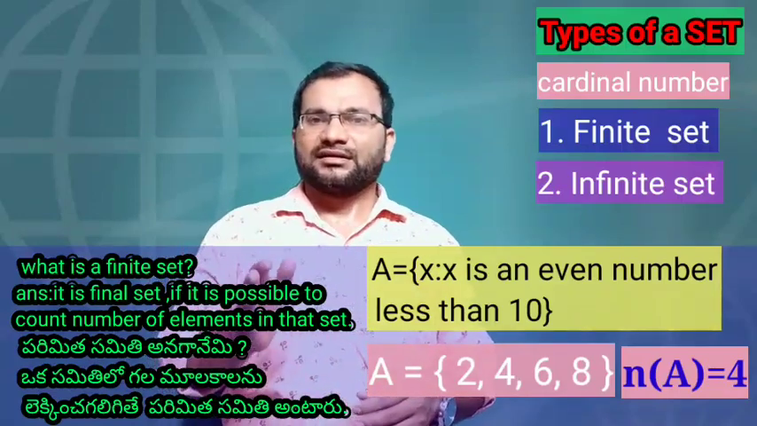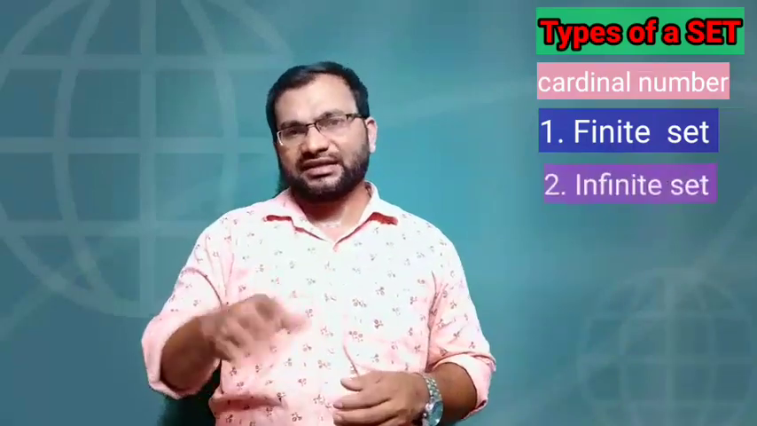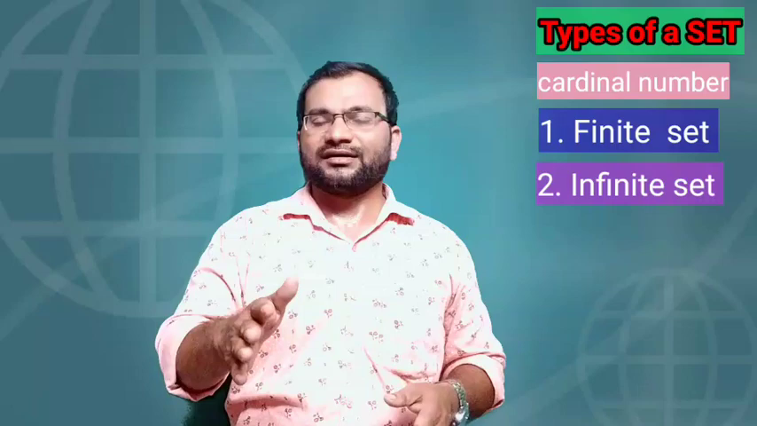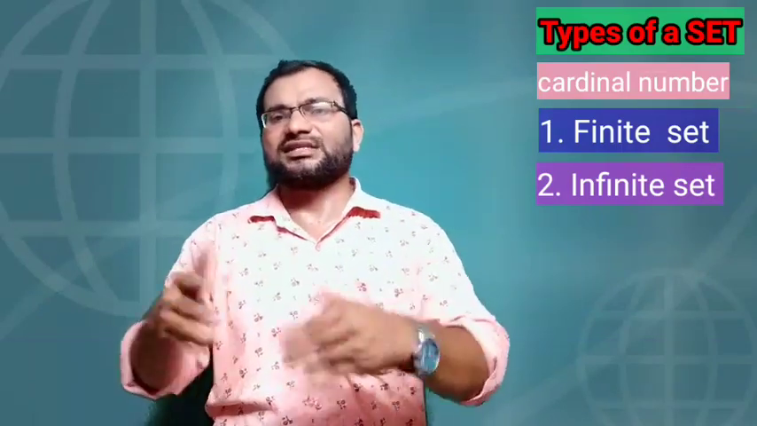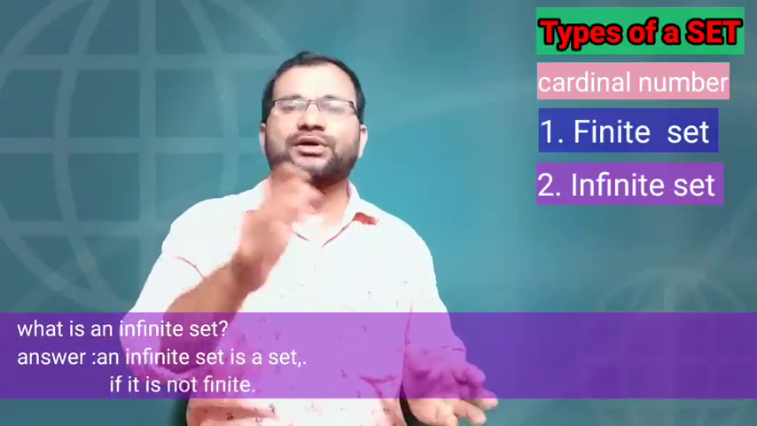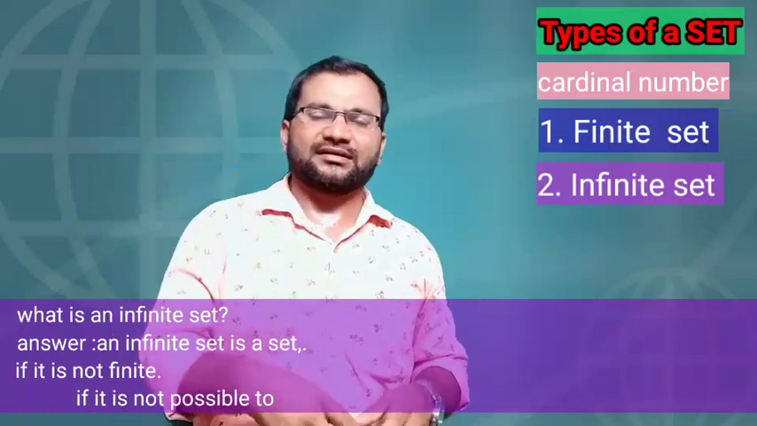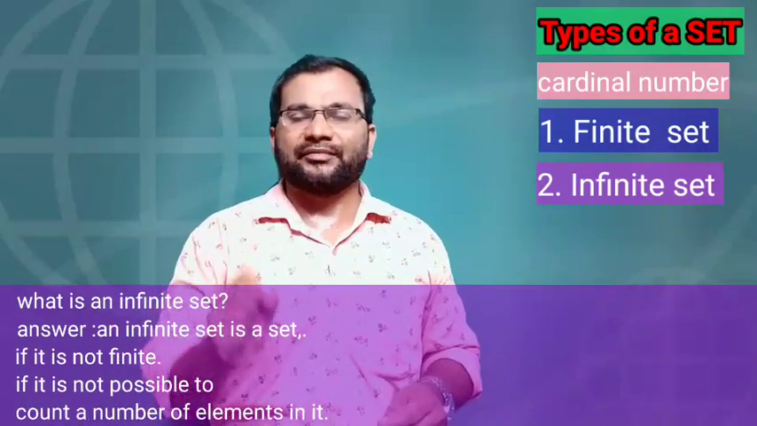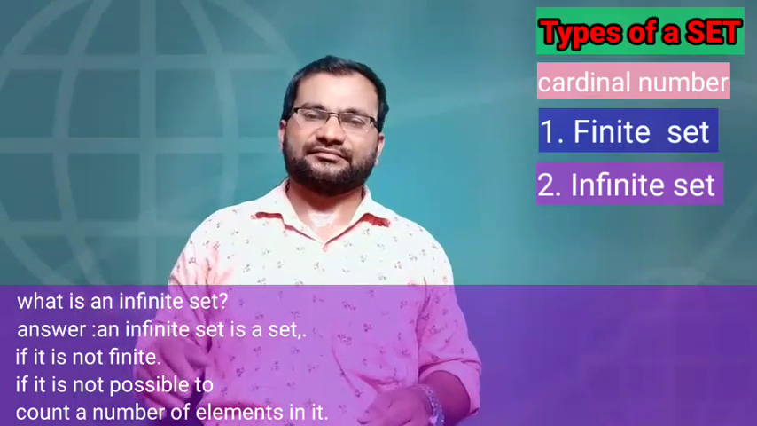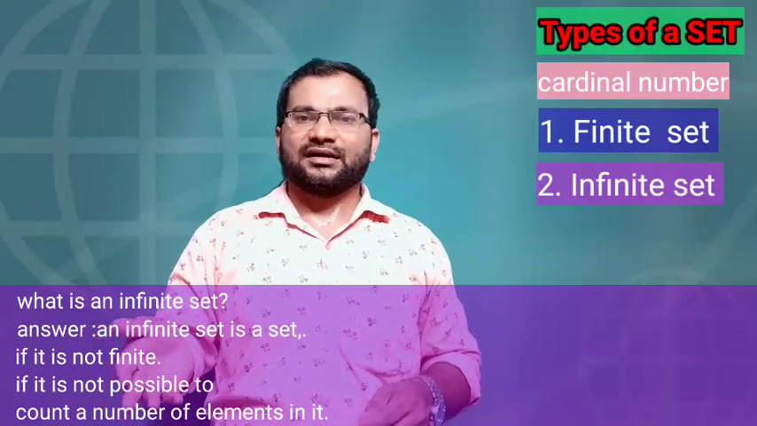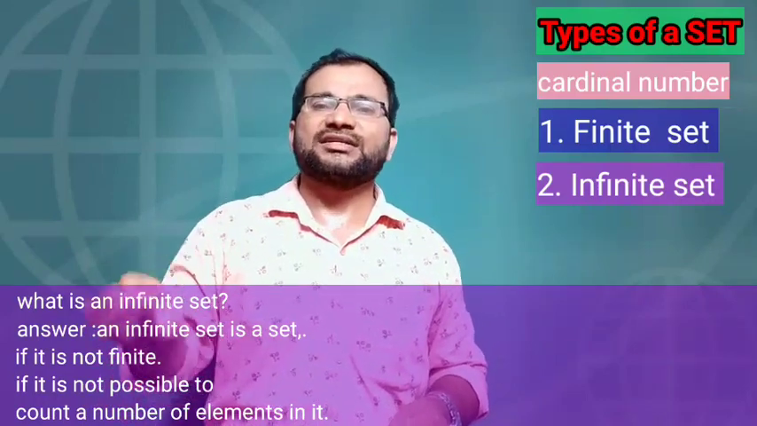Next, a set is called infinite. Another type of set by cardinal number is infinite. The word tells us that a set which is not finite is simply an infinite set. What is infinite? It is not possible to count the number of elements in the set. That is n(A). We can't count the number because it is infinity. We can't count them. There are unlimited or uncountable elements in the set.